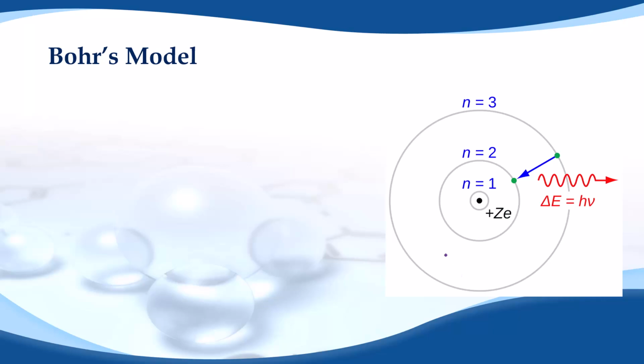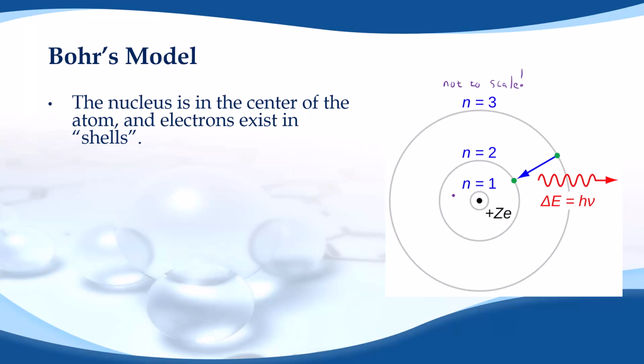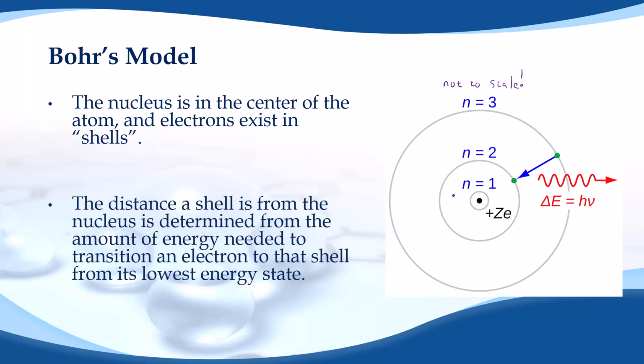But now, instead of each electron orbiting the nucleus on its own path, the electrons will exist in their own individual shells, and the distance that a shell is from the nucleus depends on the energy of that shell and how much energy it takes to get down to the highest and lowest energy values. So 1 is going to be the closest to the nucleus because it's the most strongly attracted. 2 is going to be farther away. 3 is going to be farther away from that.